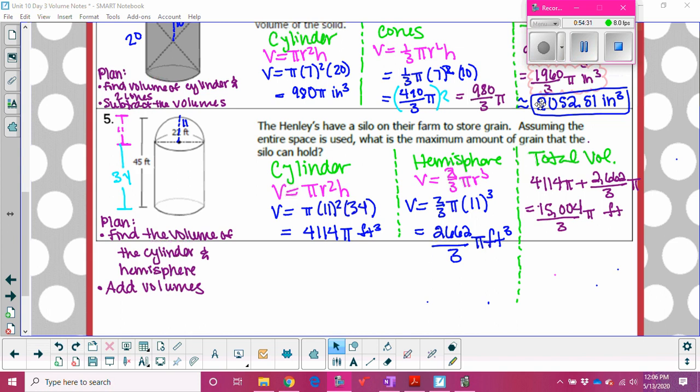Okay, so that is your answer in terms of pi. Let's get it to 2 decimal places. All you would do is multiply 15,004 over 3 times pi. When you do that, your approximate answer should be 15,712.15 cubic feet.